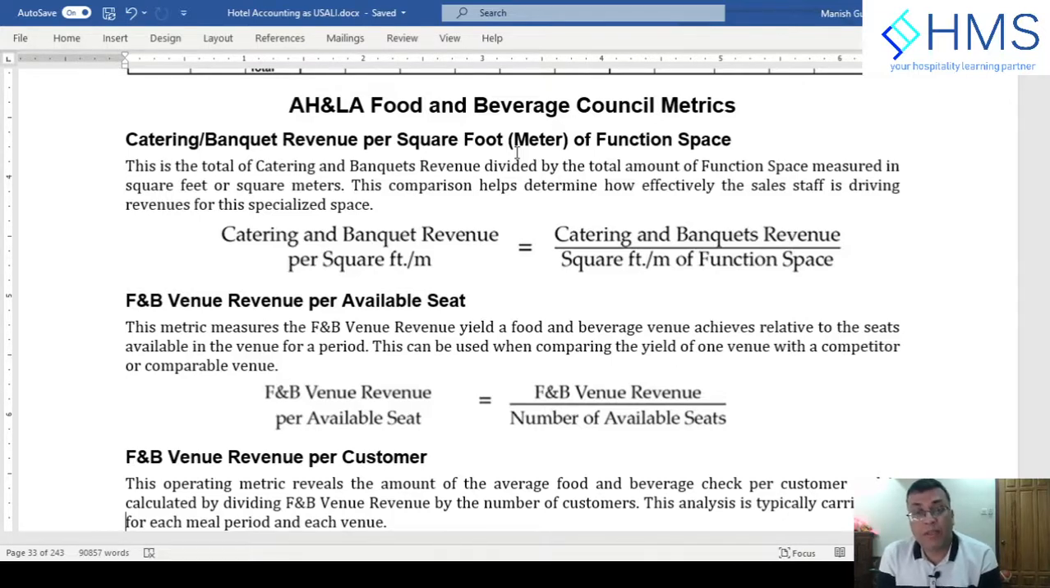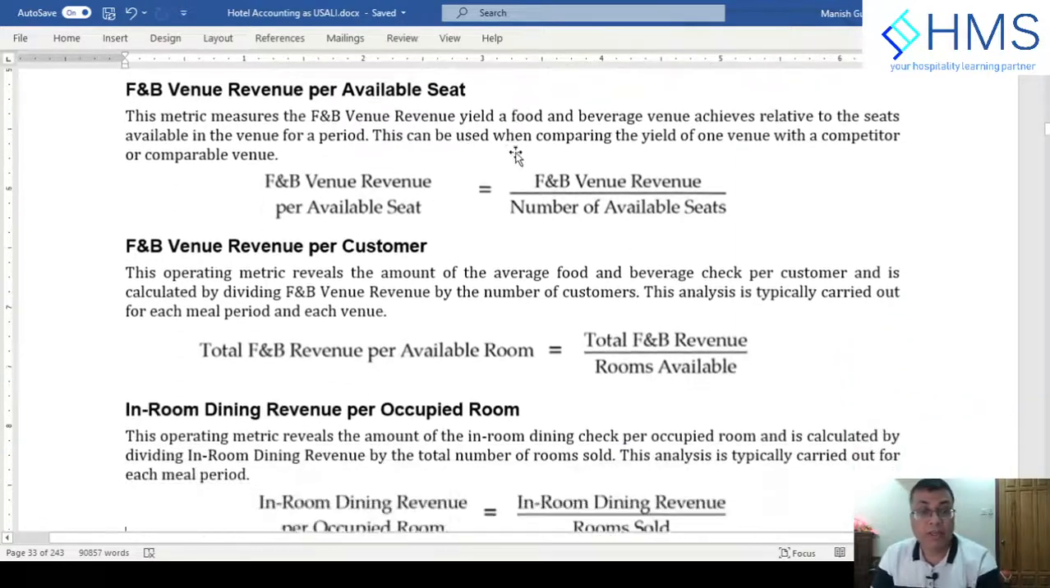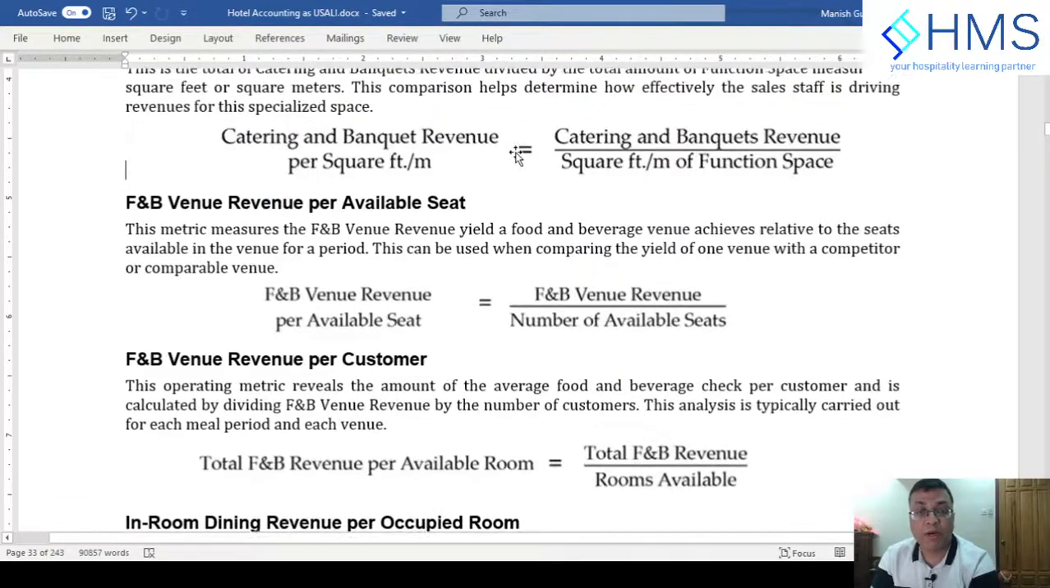Should we have more seats? Should we have fewer seats? How do we fare against our competitors who may have a better turnover ratio on the available seats? Then you have F&B revenue per customer. This is per available customers in the hotel.